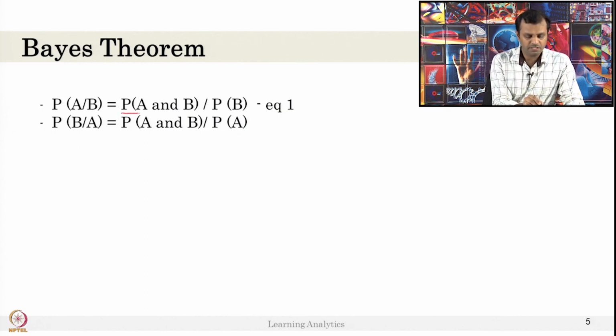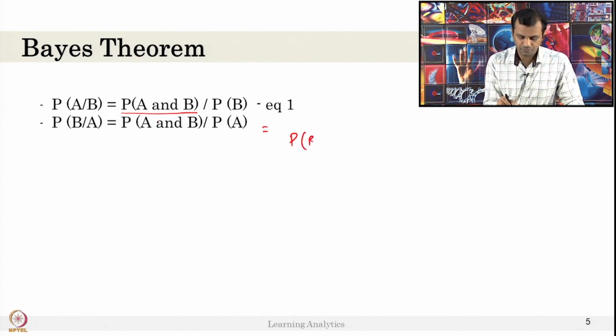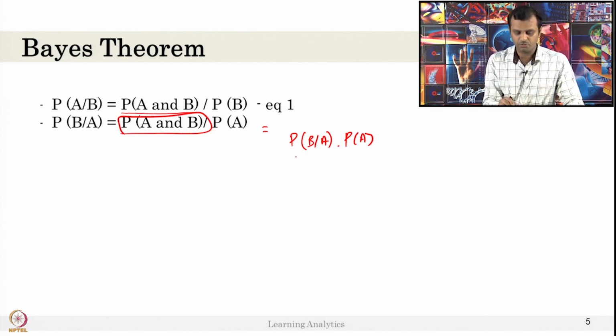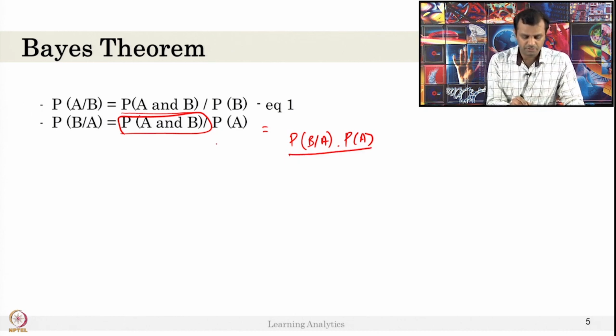If I want to replace this term with the other term, consider the probability of B given A. This term can be written as the probability of B given A into the probability of A. This is equal to this, right? This particular term can be kept and these two can be removed. This can be the probability of A and B, sorry.